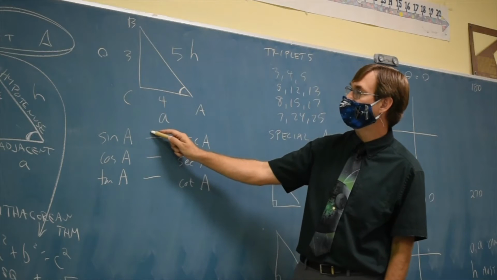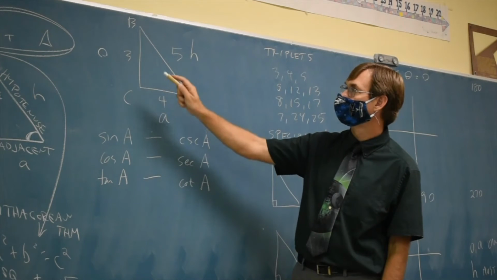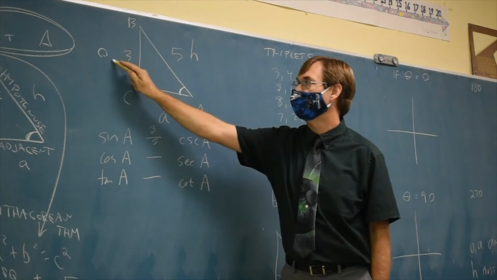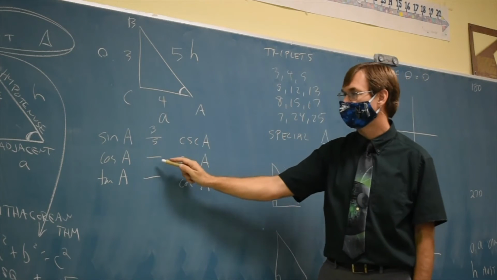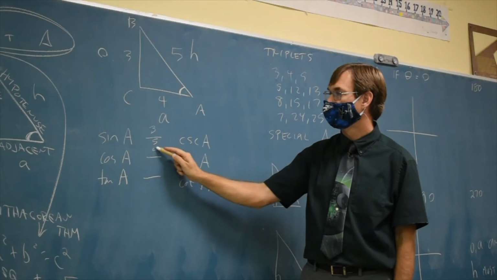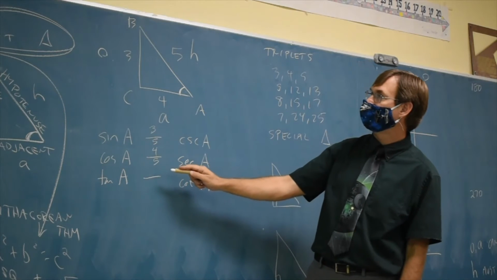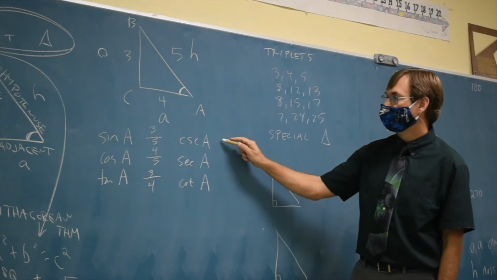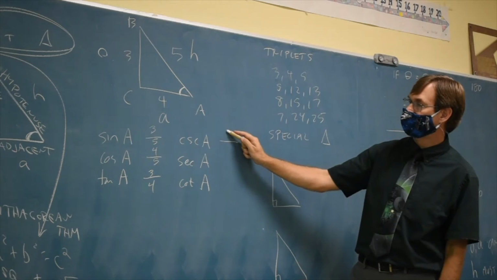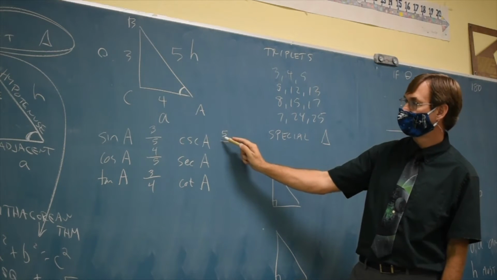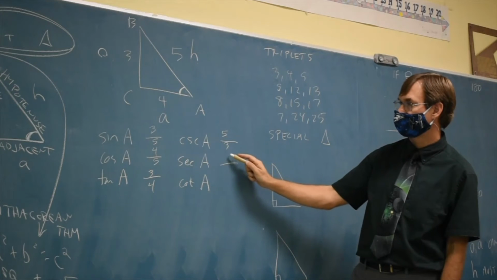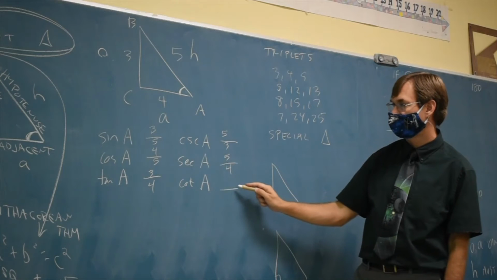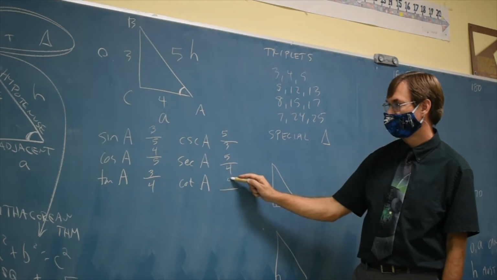Sine, Oscar had 3 over 5. So Oscar had cosine, he 4 over 5. Tan of apples, 3 over 4. Cosecant's the same as sine, just flip it, 5 over 3. Secant's the same as cosine, but flip: 5 over 4. And cotangent, 4 over 3.